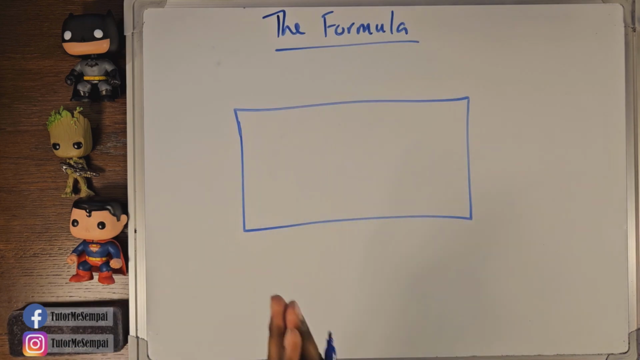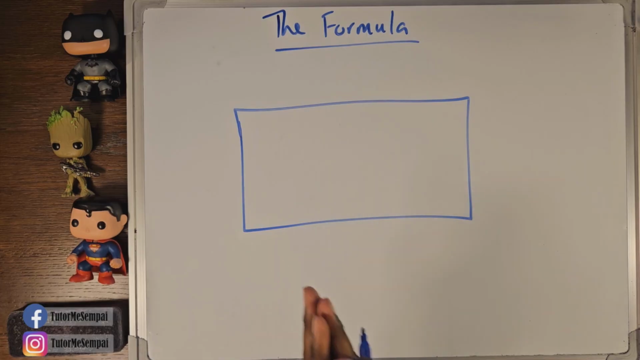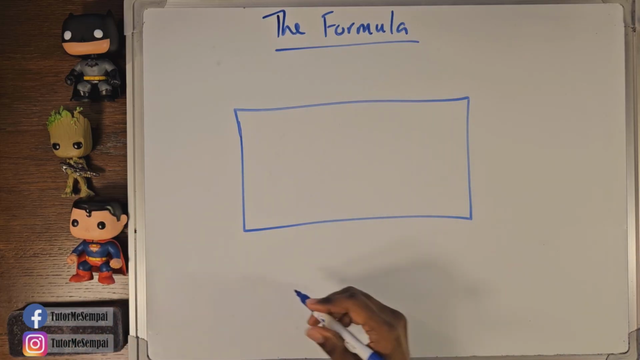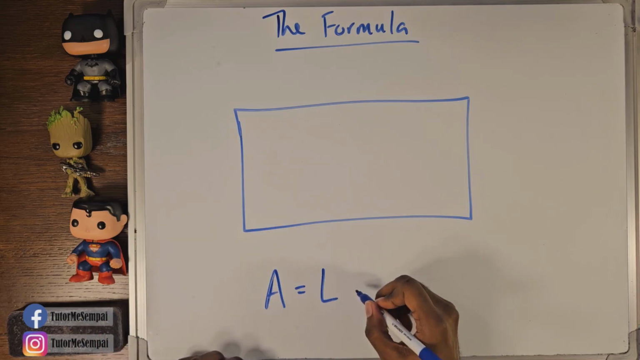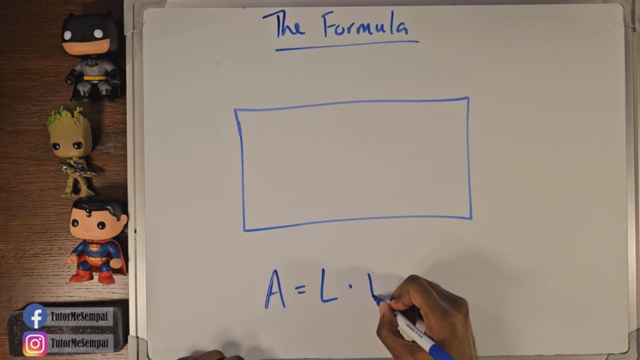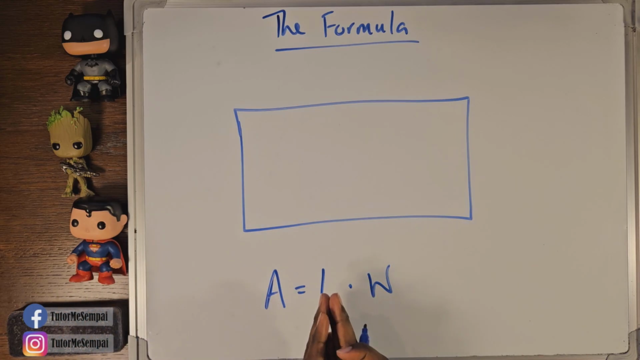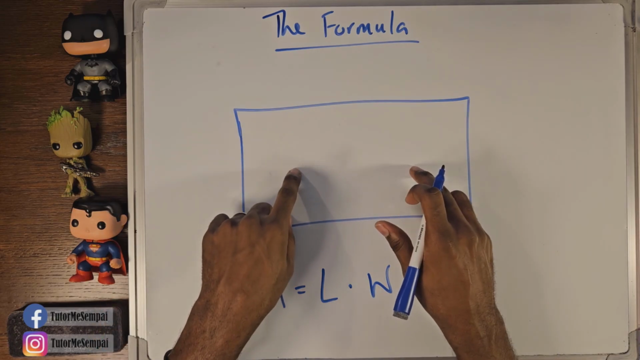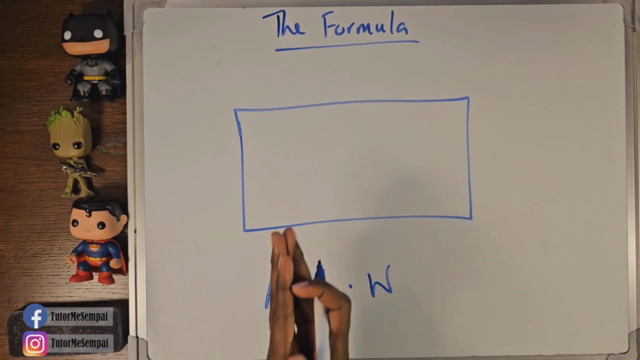So when finding the area of your rectangle, the main thing you're going to want to know is its formula. What's the area formula for your rectangle? And that's going to be A for area equals length times width. This means if you want to find the area of your rectangle, you need to find its length, its width, and then multiply them together.